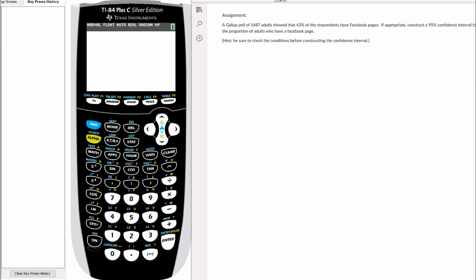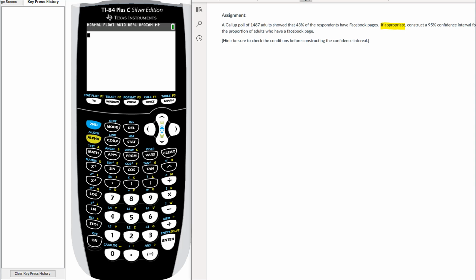A Gallup poll of 1,487 adults showed that 43% of the respondents have Facebook pages. If appropriate, construct a 95% confidence interval for the proportion of adults who have a Facebook page. So you want to make sure that you check the conditions before you actually construct the confidence interval. This statement, "if appropriate," implies that you have to check the conditions.